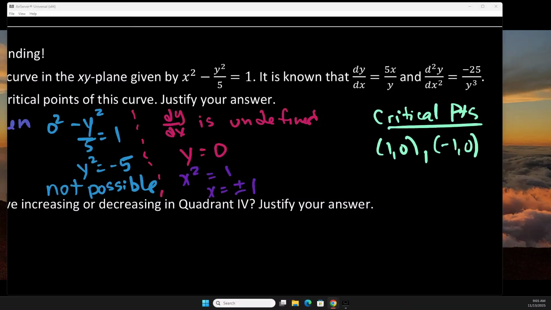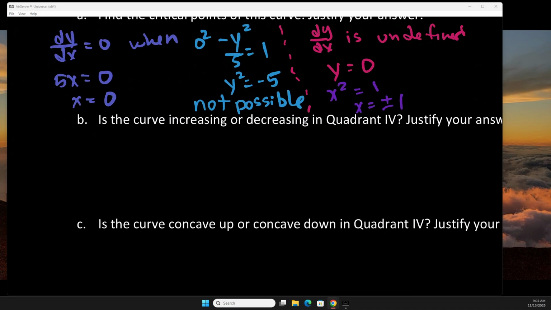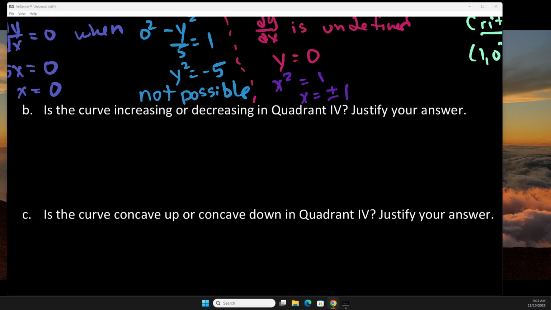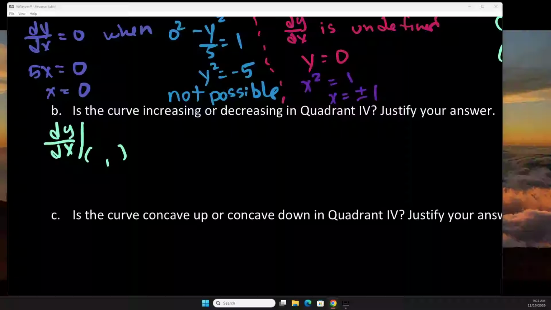So B is kind of a question like you had on the "what about us" worksheet, where we want to know what's happening just in a quadrant. And so when it's a quadrant question, we want to know if the curve is increasing or decreasing in quadrant 4. So that's going to be the first derivative, dy over dx.